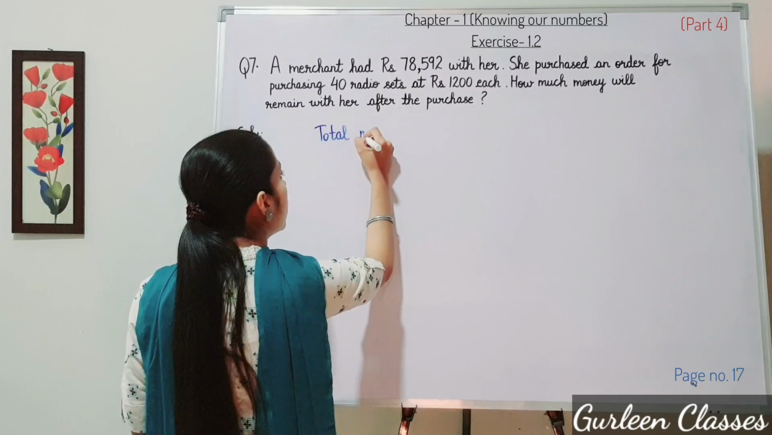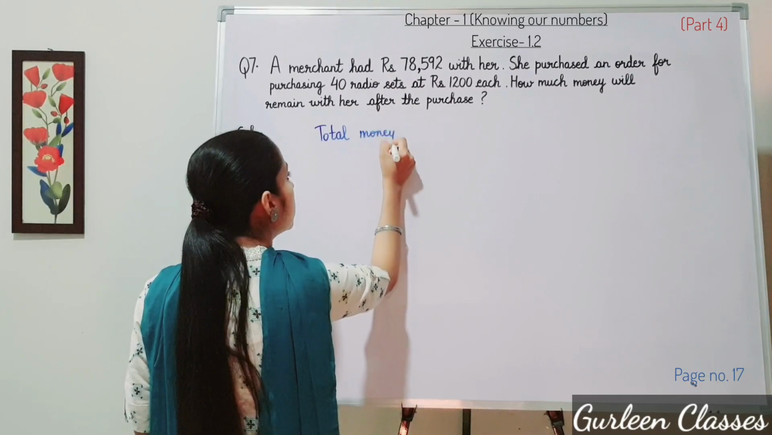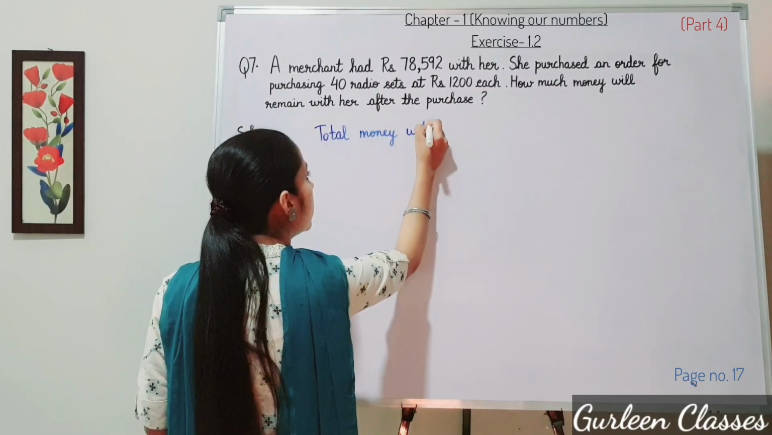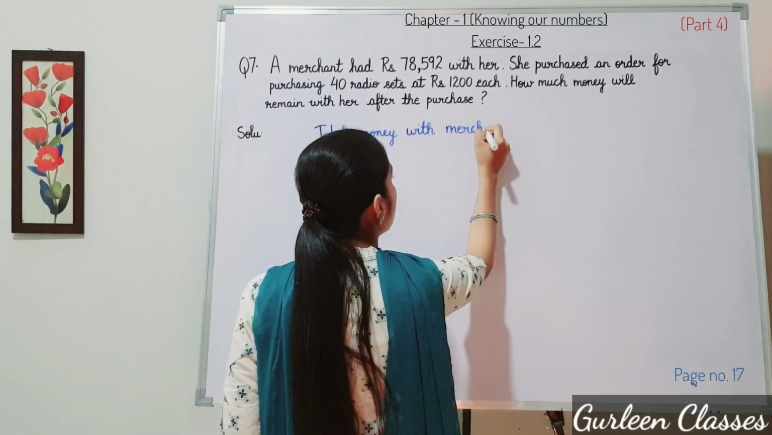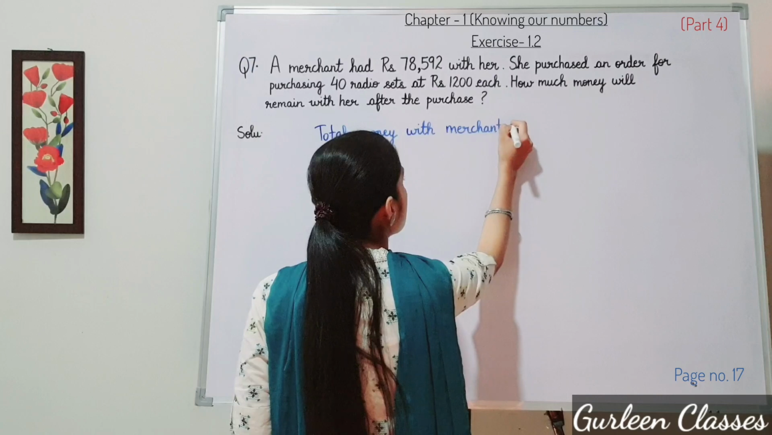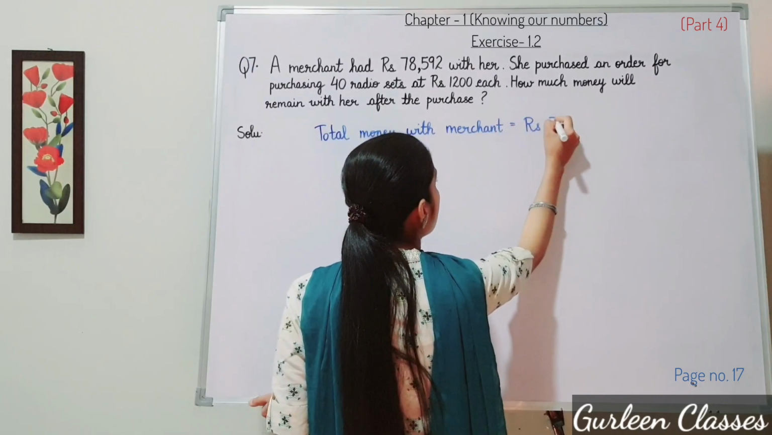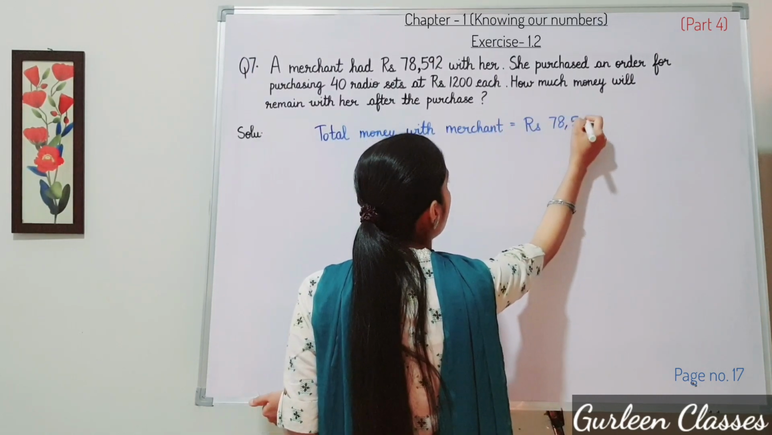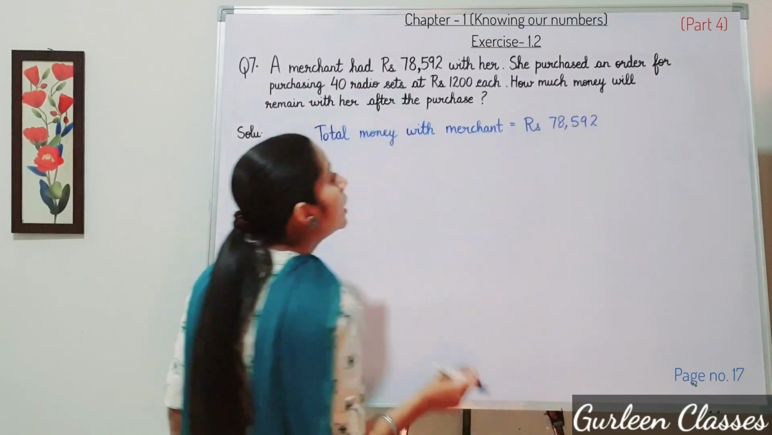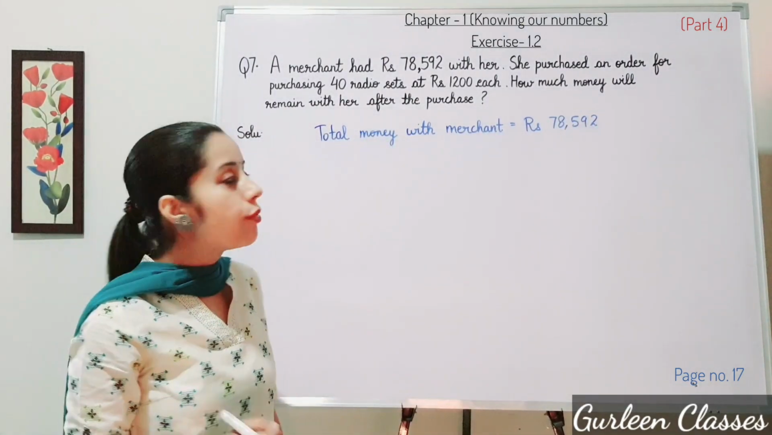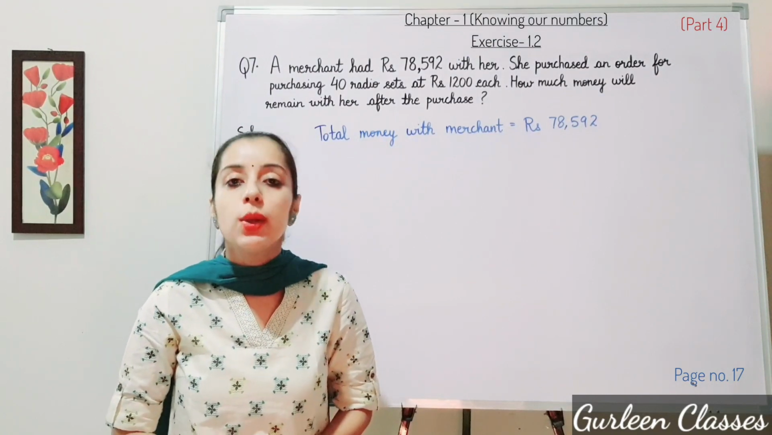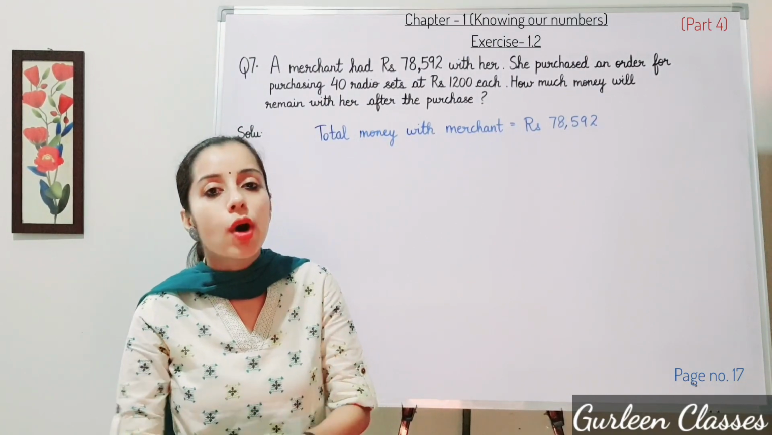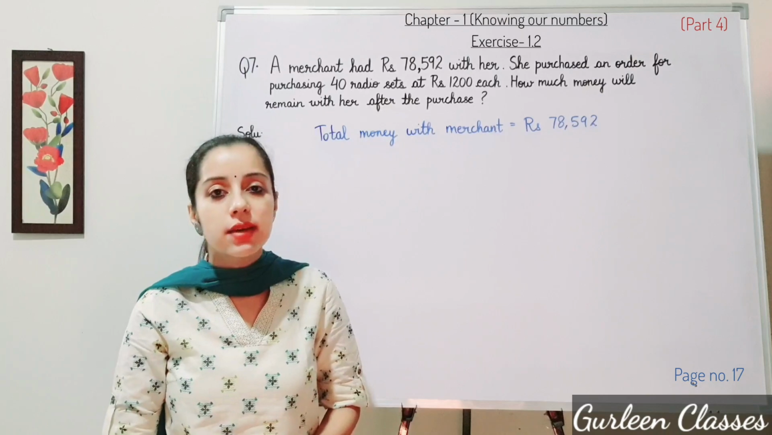Total money with merchant. How much money does the merchant have? 78,592. She placed an order for purchasing 40 radio sets at rupees 1200 each. So what is the cost of one radio set given?